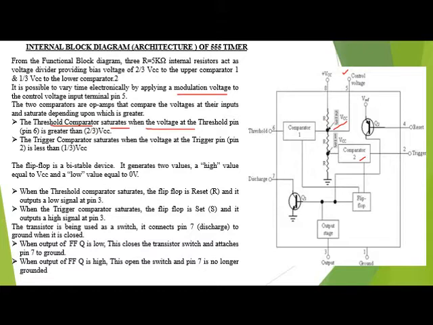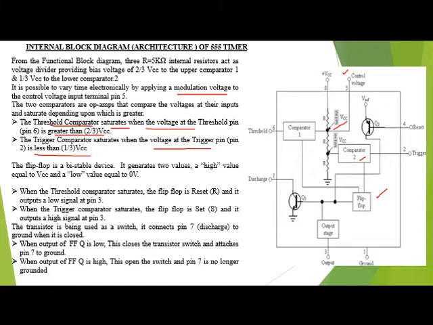The flip flop is a bistable device. It generates two values: a high value, which is equivalent to plus VCC, and a low value, which is equivalent to 0 volt. When comparator 1, the threshold comparator, is saturated, the flip flop will be reset, and its output is a low signal at pin number 3. When the trigger comparator, comparator 2, is saturated, the flip flop will be set, and its output is a high signal at pin number 3.